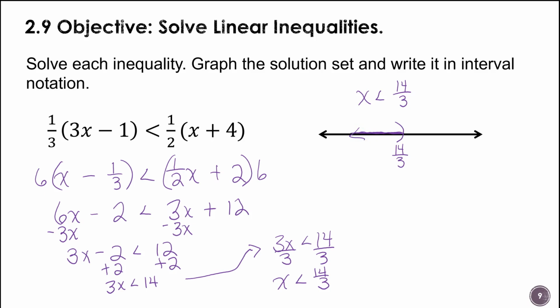And then in interval notation, we're going to -infinity. 14/3 is the largest number we have in this solution set. Whoops, it's a parenthesis, not a bracket. And that's the interval notation for this inequality.